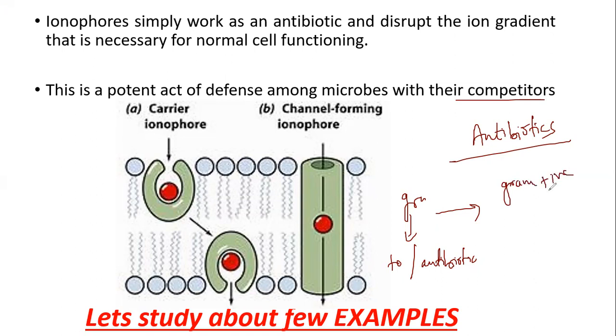So what we as humans, for the welfare of our society, are going to do is make use of this: we use antibiotics of gram negative bacteria for gram positive ones, and what the gram positive bacteria release in response to gram negative or other competitors, we use that to treat the infections happening to humans. Okay, so let's see a few examples.